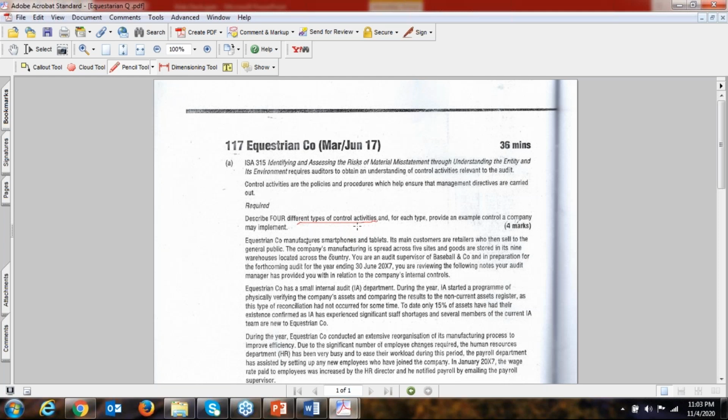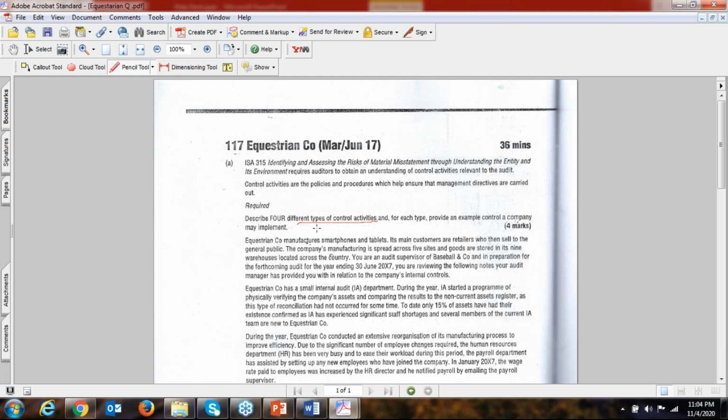So there are four different types of control activities that the examiner wants you to write down on the paper. So this is the first. If we talk about the first control activity, that is segregation of duty. Now you have to describe what is segregation of duty and provide an example. Give an example where you can implement this control activity in a real sense.